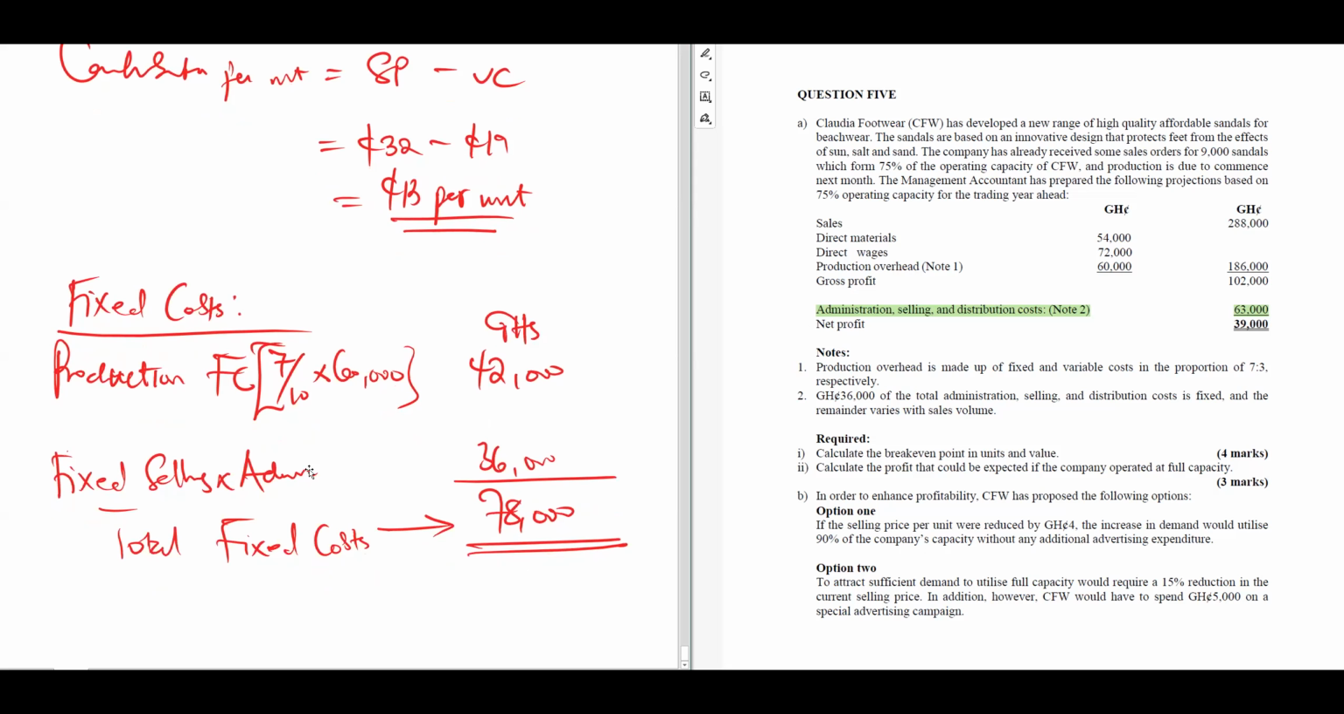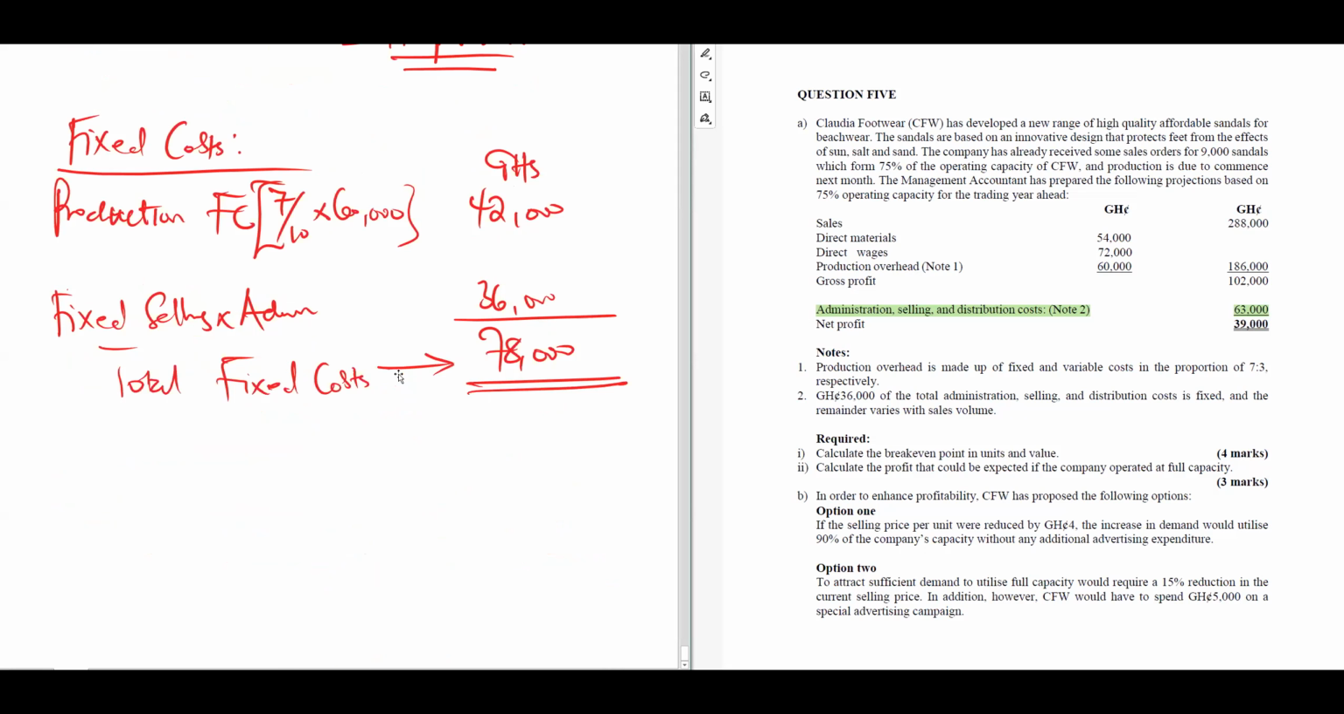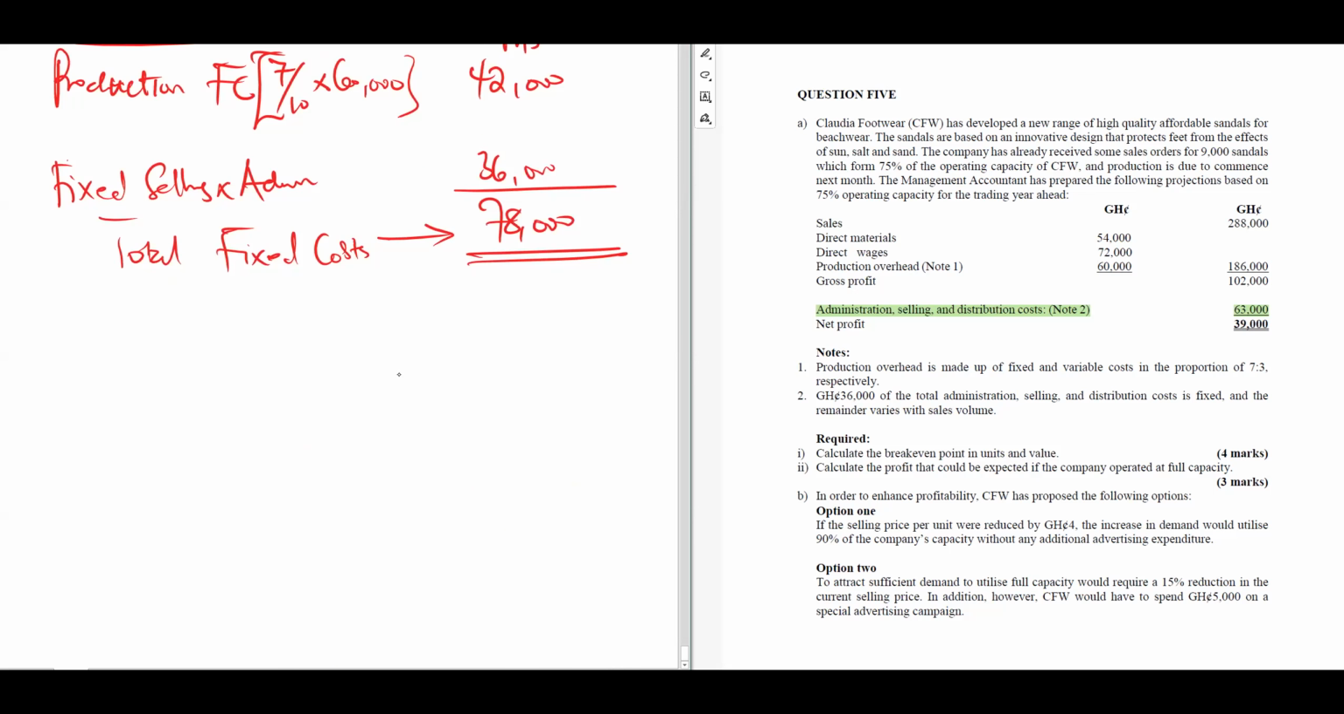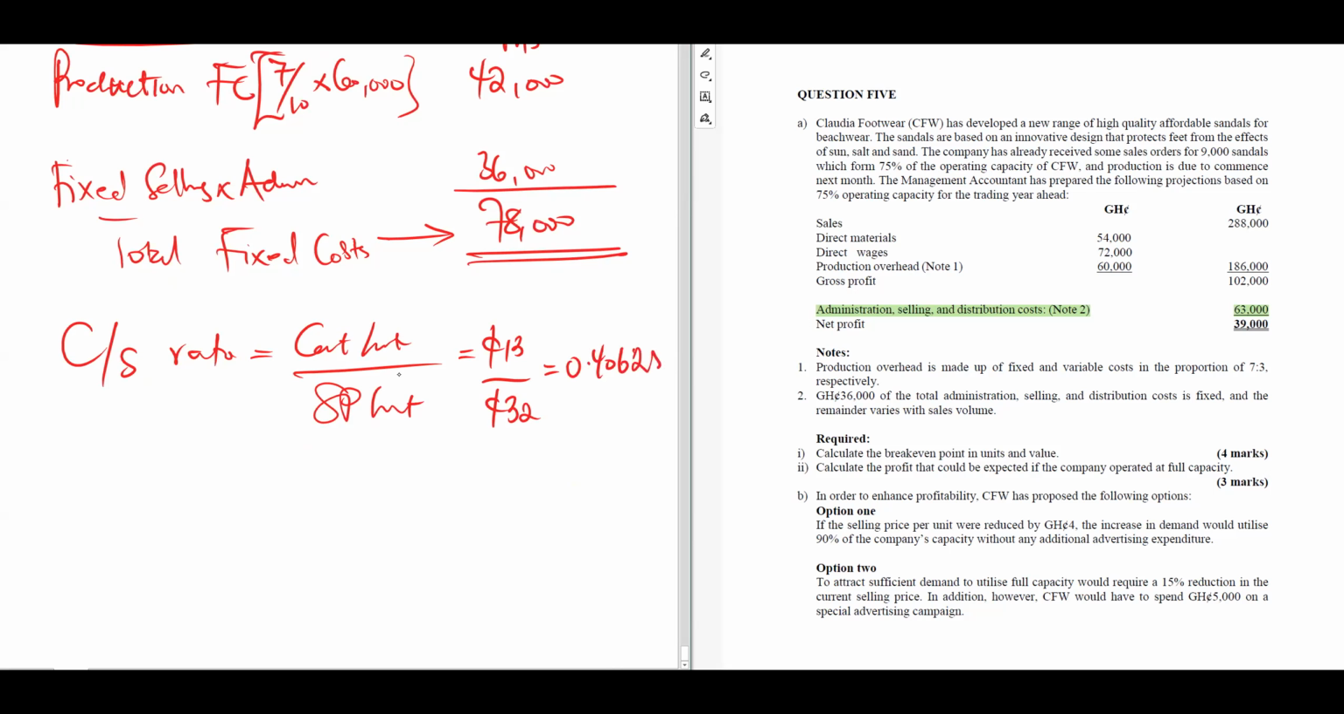Okay, so we've got our total fixed cost. We have our contribution per unit. So the first question is to calculate break-even point in units and sales value. So can we get our CS ratio? You know we always need the CS ratio. CS ratio is our contribution per unit over our selling price per unit. Contribution per unit we had 13, selling price per unit we had 32. So that's 13 out of 32, which gives us 0.40625. Okay, this one ended there, so I'll maintain it like that. So that's my CS ratio.